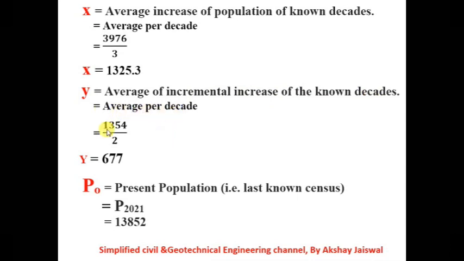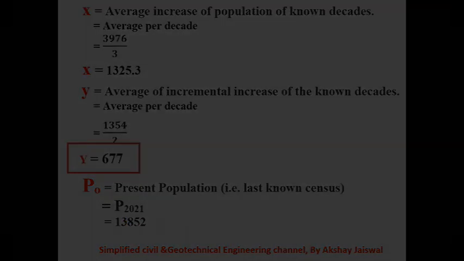After adding all values of the last column, we will get 1354 and divide it by 2. We will get the average per decade, that is y equal to 677. And P0 is the present population, that is given in the table. We can say it is the last known census value. Population in 2021 is 13,852.